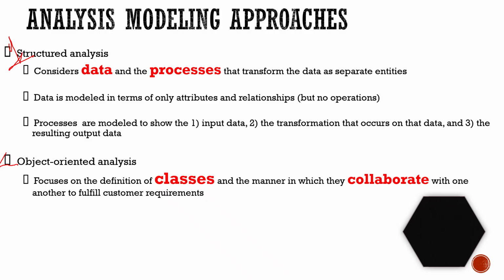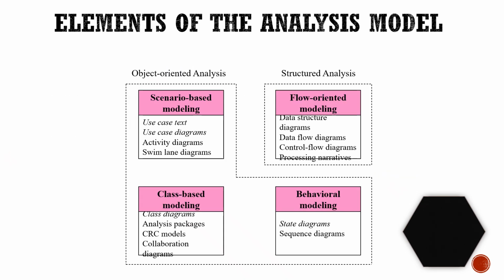Object-oriented analysis focuses on the definition of classes and the manner in which they collaborate. So this is how the analysis model approaches it. Elements of the analysis model: in the structured approach, we have data structures, data flow diagrams, control diagrams, and process model.